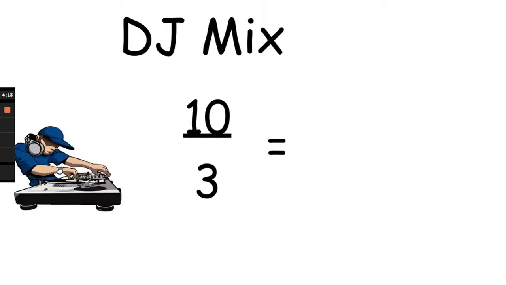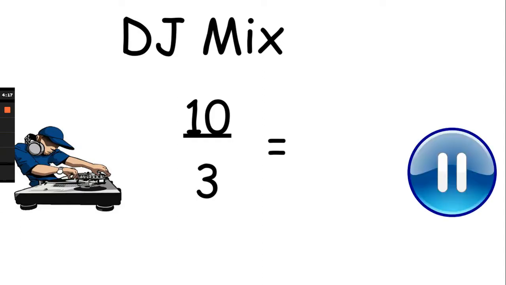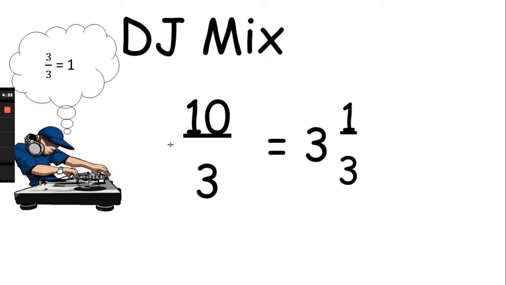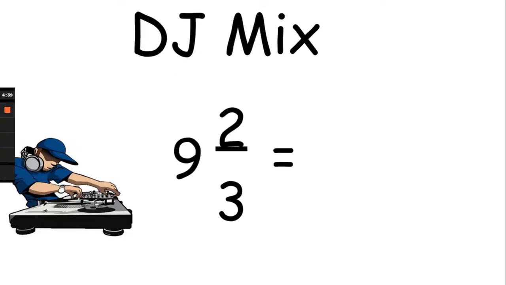Moving on now to DJ Mix. Convert this improper fraction into a mixed number. Okay, let's see how you got on. DJ Mix knows that 3/3 will be equal to 1 whole, so he's looking for those whole numbers. He can make 3 whole numbers with 1/3 remaining. 3 and 1/3. Great job.